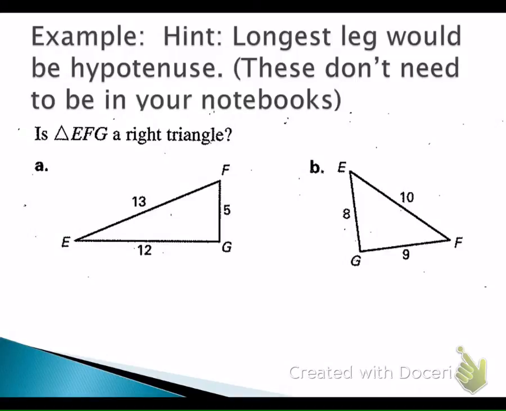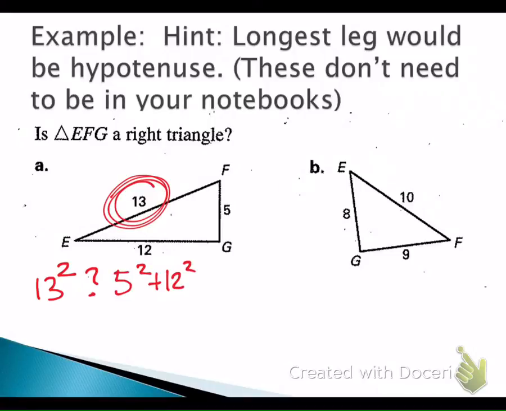Soak in the process. So the question says, is this a right triangle? So what I'm going to do first is find the longest side. That's 13. I'm going to do 13 squared. I'm going to put a question mark here. Then I'm going to put the other two sides, 5 squared plus 12 squared. I need to decide if that question mark is a greater than, less than, or an equal to.